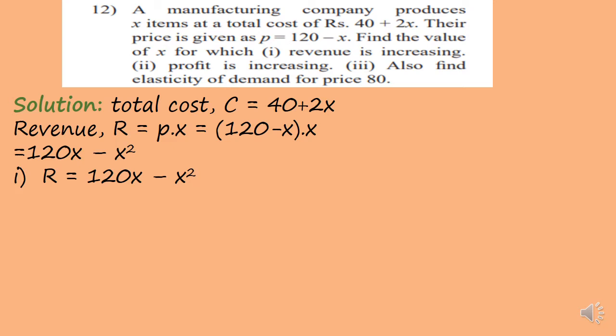So we take the revenue function, that is 120 minus x square, and find its derivative with respect to x. So we find dR by dx, which comes out as 120 minus 2x.